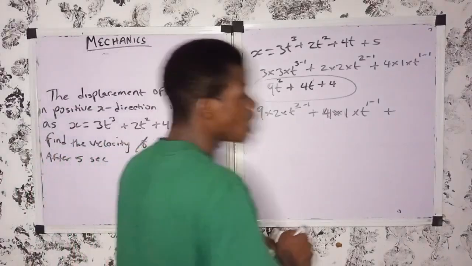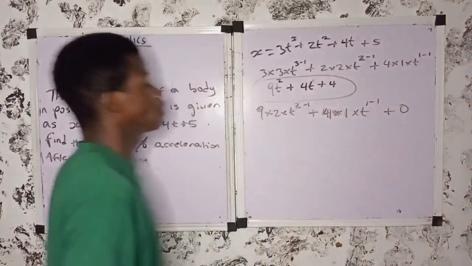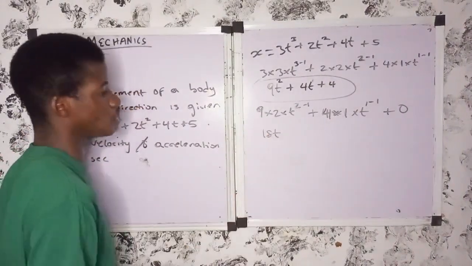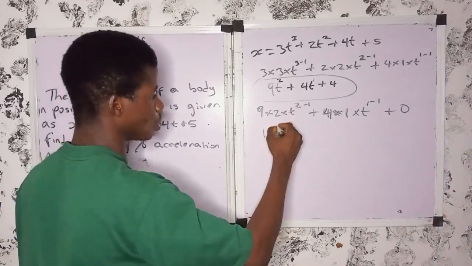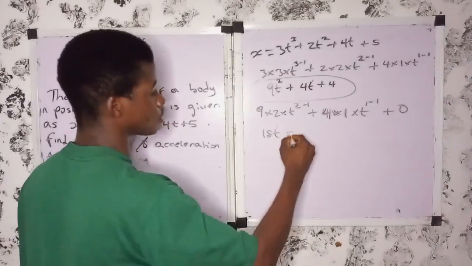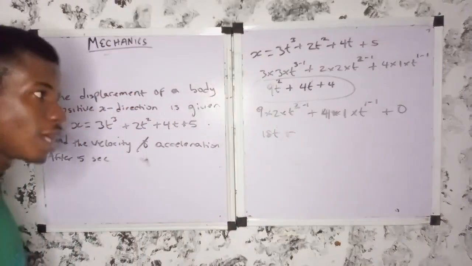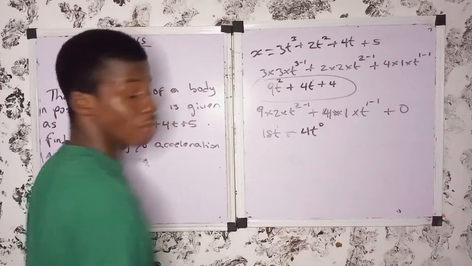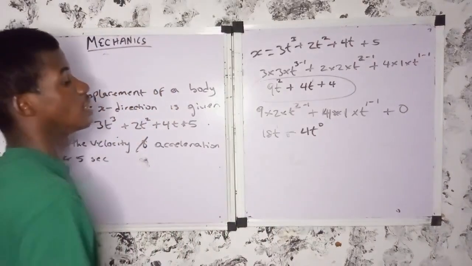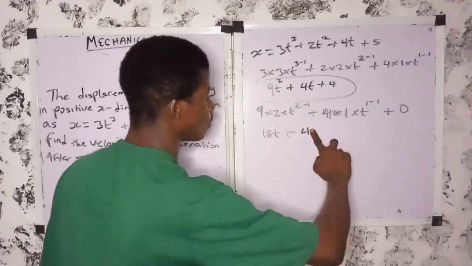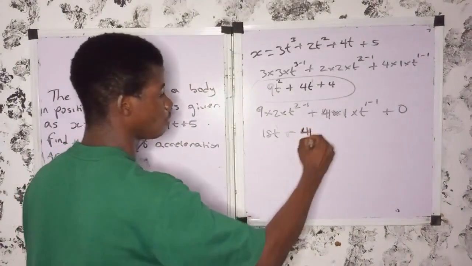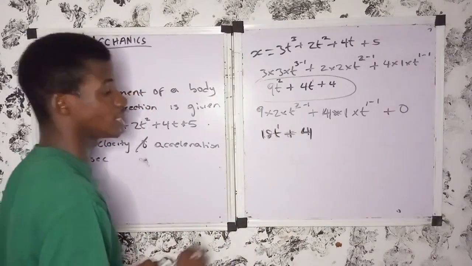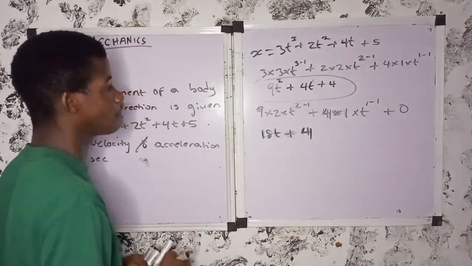So differentiating 4 will be 0. Let's continue. 9 times 2 is 18, then times t, so 18t. 2 minus 1 gives us 1. Then plus 4 times 1, that will give us 4t. Now 1 minus 1 gives us 0, so t raised to power 0 will give us 1. 4 times 1 will give us 4. So here will be 4, then here will be 18t raised to power 1, which is 18t.